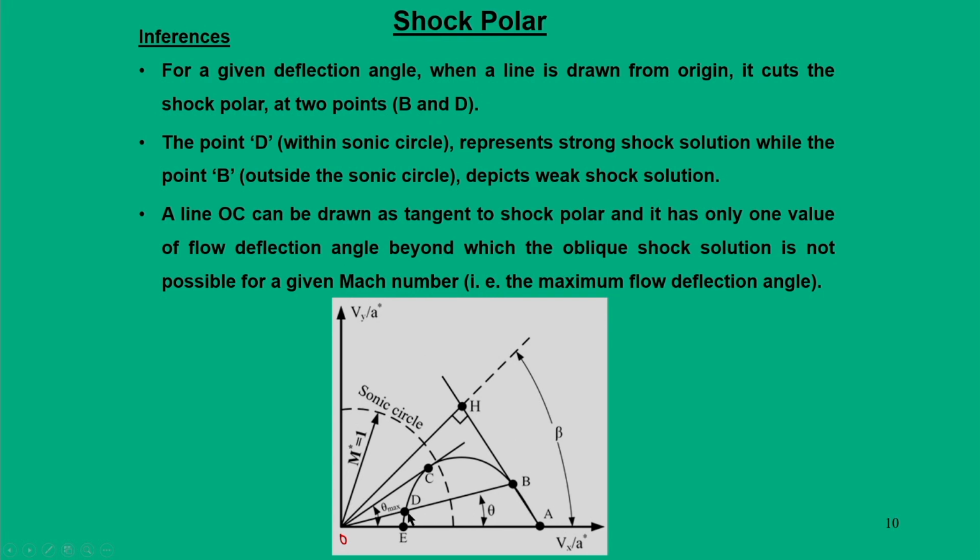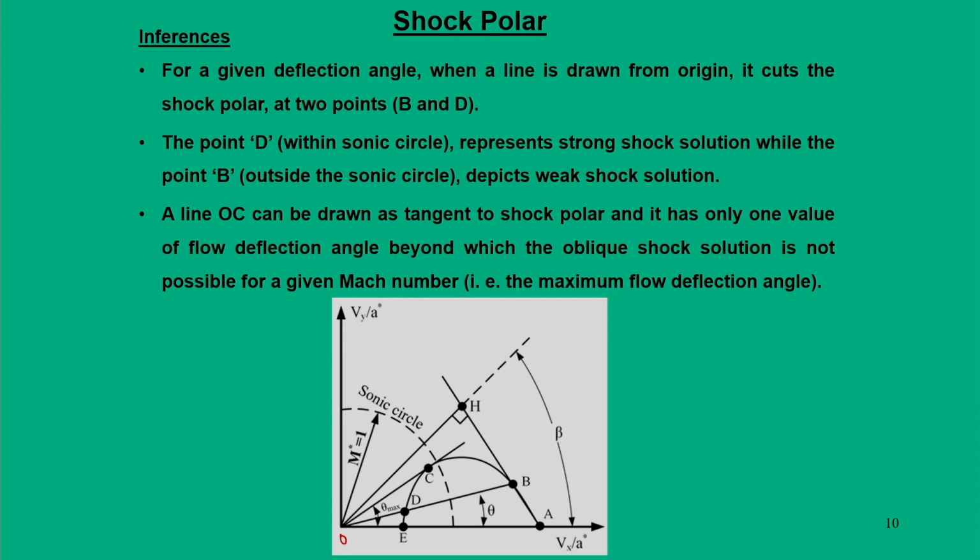And here you can see point D lies within the sonic circle. So, it represents a strong shock solution, and point B represents the weak shock solution because it is outside the sonic circle. So, these two possible points B and D are the oblique shock solutions for this particular theta deflection angle. Based on this we can drop a vertical and find Vx by A star for point B, and drop a vertical on the y axis, so we can find Vy by A star. Likewise we can get the velocities, and once you know the velocities we can subsequently find other numbers.